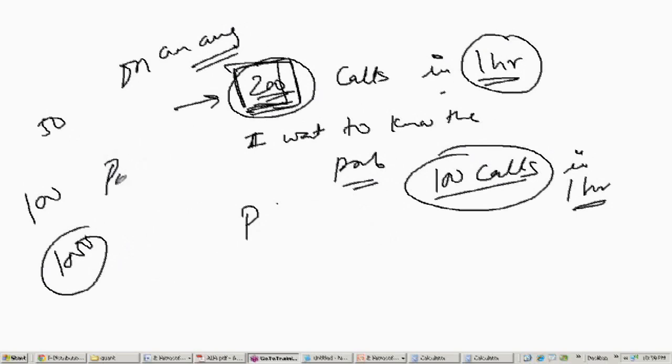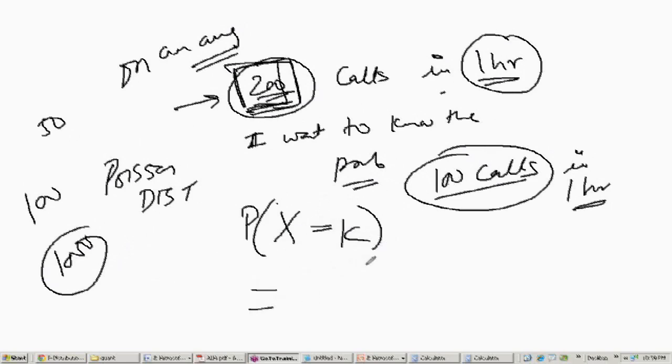That probability follows what is known as the Poisson distribution. The probability that x will be equal to k, wherein k over here is 100 calls, is given as lambda to the power k divided by k factorial, times e to the power minus lambda.